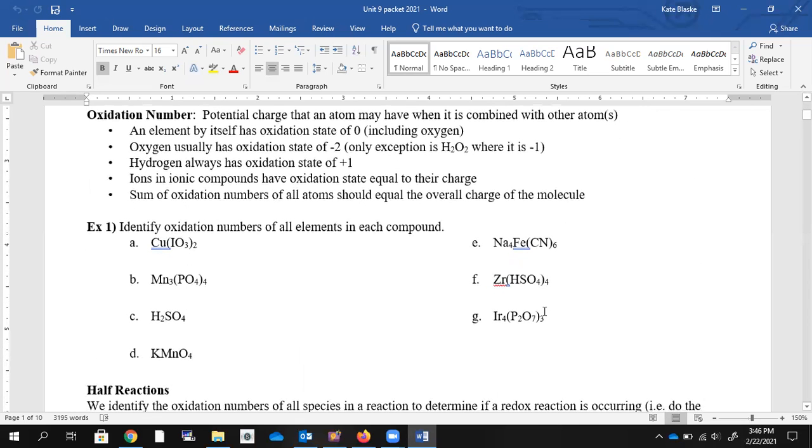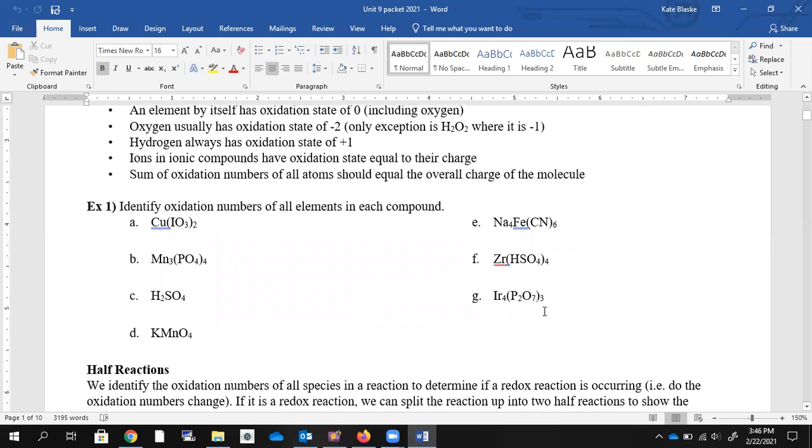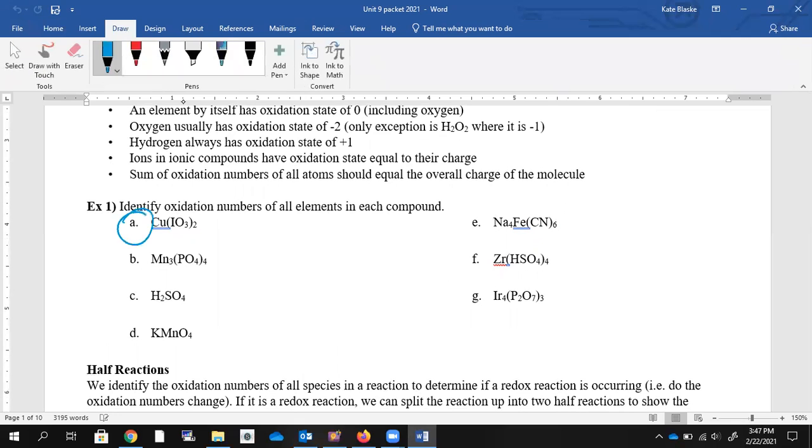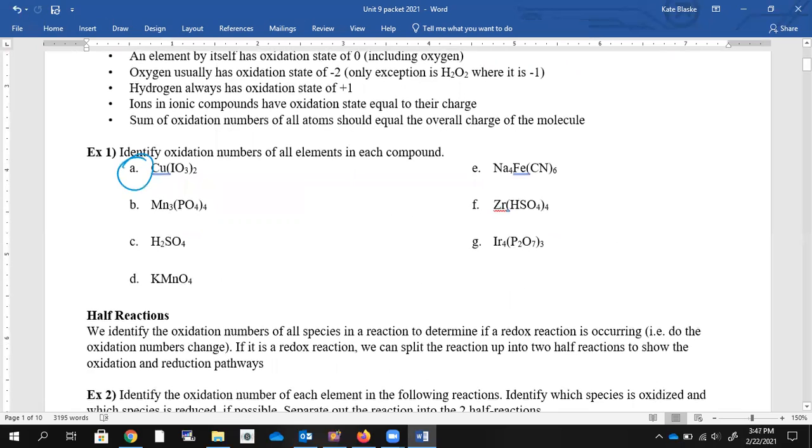So in example 1, we've got several different compounds that are written out for us to be able to identify the oxidation numbers. Now we need to be able to give an oxidation number to every single element. So if we're looking at A here, we're looking at copper, iodine, and oxygen. So we need to assign these all oxidation numbers. Overall, I have no charge on this compound together, so overall, my oxidation numbers should add up to be 0.